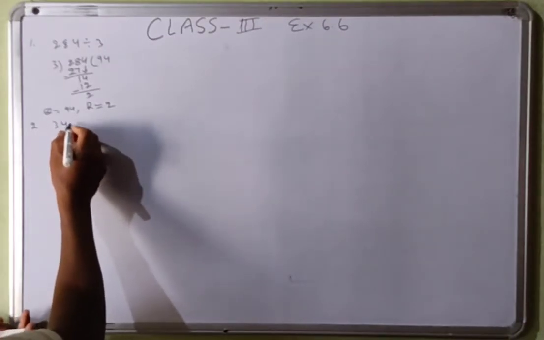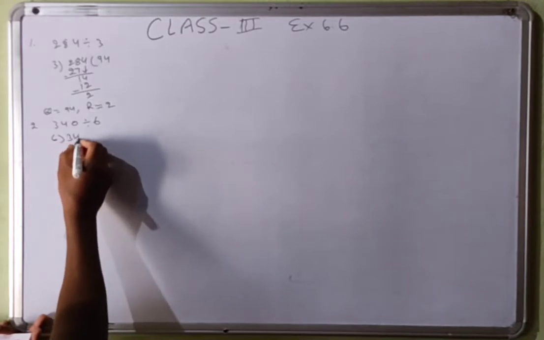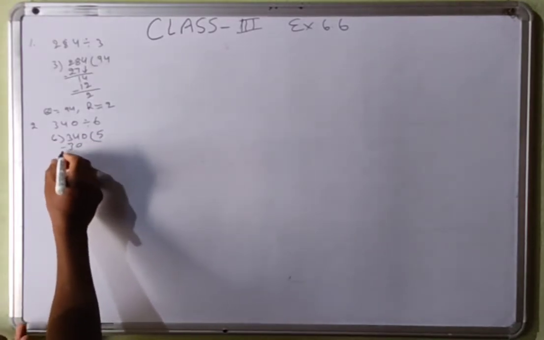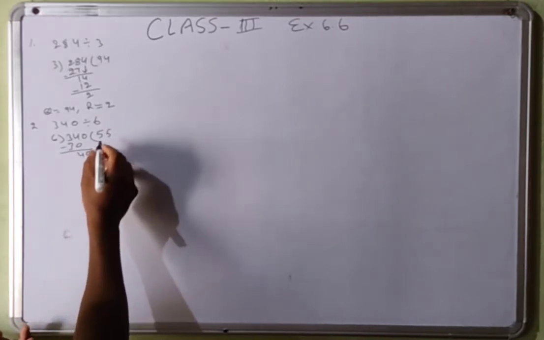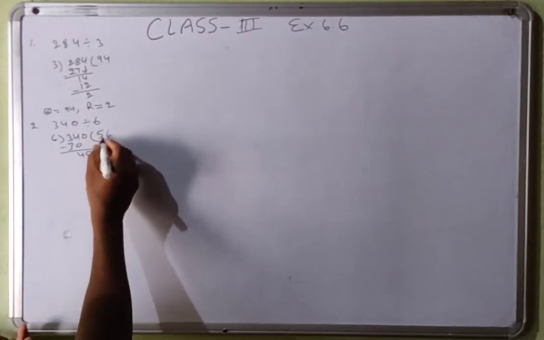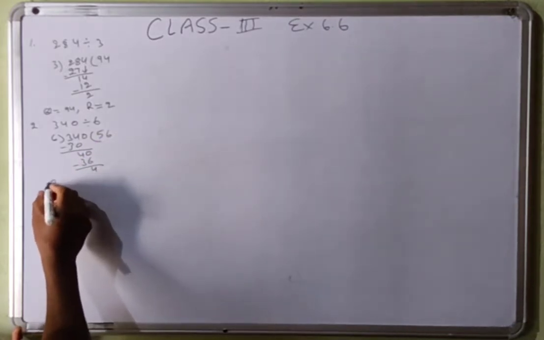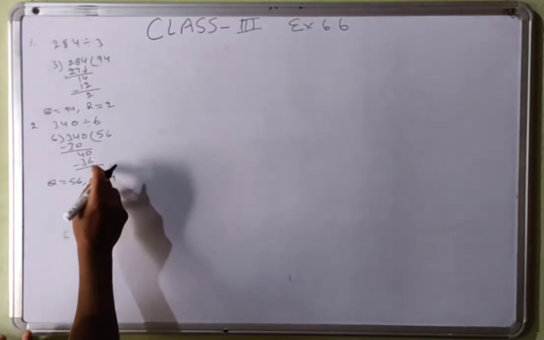Second question: 340 divided by 6. Similarly, 6 fives are 30, then left is 40. 6 sixes are 36, and the remainder is 4. So the quotient is equal to 56 and the remainder is equal to 4.